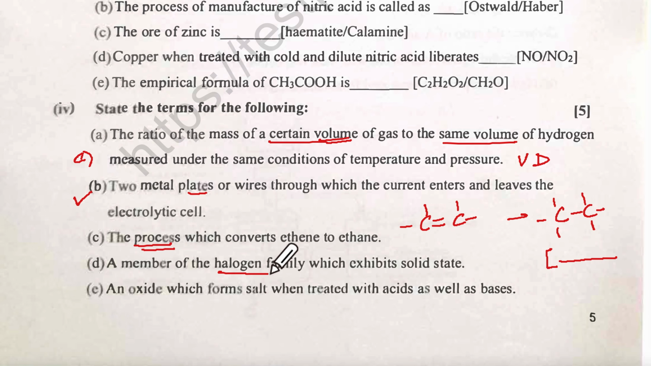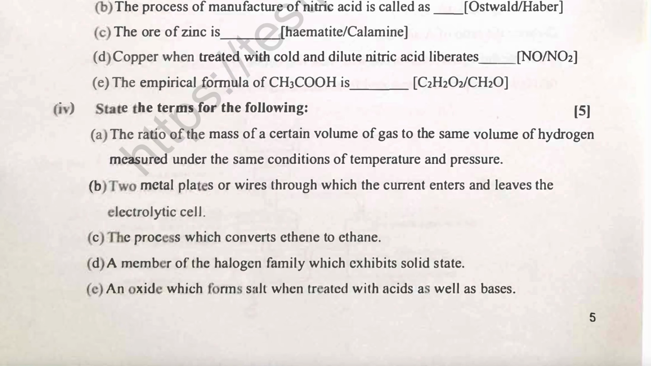Member of the halogen family means F, Cl, Br, I. That exhibits a solid state will be iodine. If it was liquid here, it would have been bromine, correct? Oxide which forms salt when treated with acids as well as bases is amphoteric.